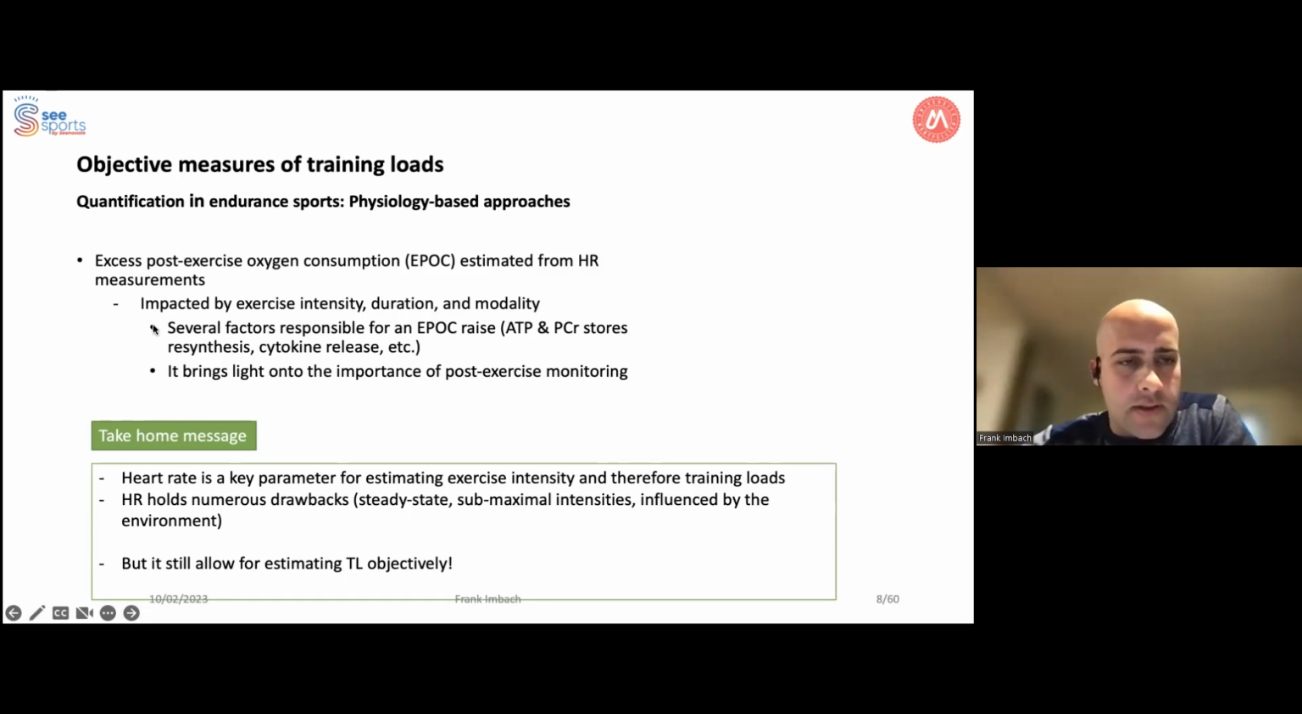So I just drop right here a take-home message from this. Heart rate is a key parameter for estimating exercise intensity and therefore training loads, because training loads include exercise intensity, of course. Heart rate holds numerous drawbacks, such as it is mostly suitable for steady states of submaximal intensities, and it is influenced by the environment, temperature, and so on, and the subject itself, the athlete itself. But it still allows for estimating training loads objectively, and it's still used these days.